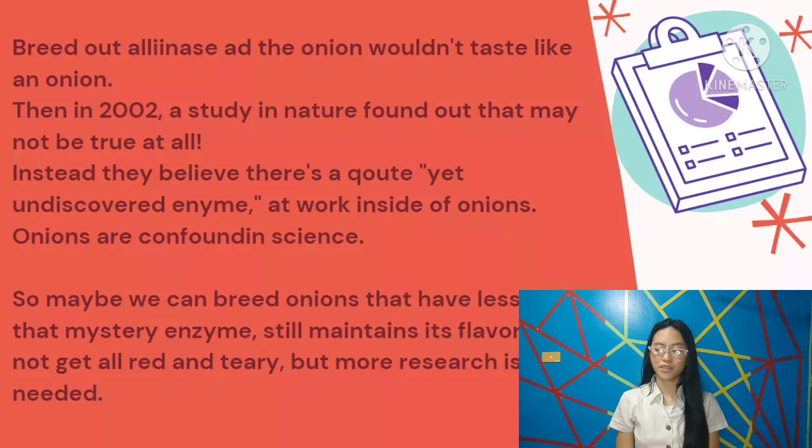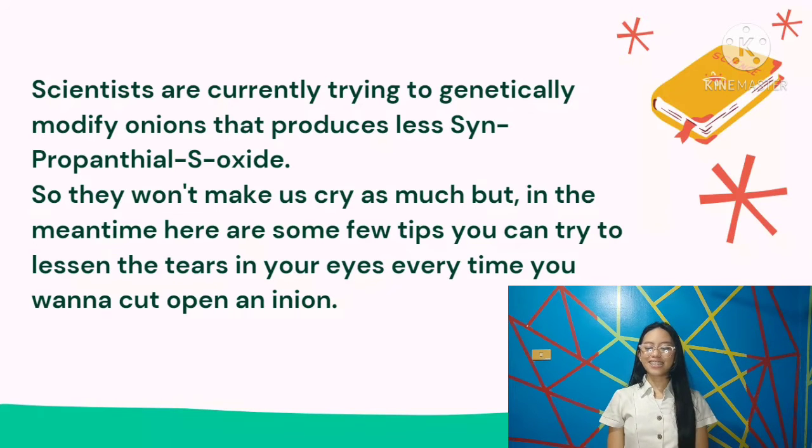Then, in 2002, a study in Nature found out that this might not be all true. Instead, they believe that, quote, a yet undiscovered enzyme is at work inside of onions. So onions are actually confounding science. Crazy, right? Scientists are currently studying how to genetically modify onions to produce less syn-propanethiol S-oxide, so that they won't make us cry as much. In the meantime, here are some tips that you can try at home to lessen the tears in your eyes every time you cut open an onion.